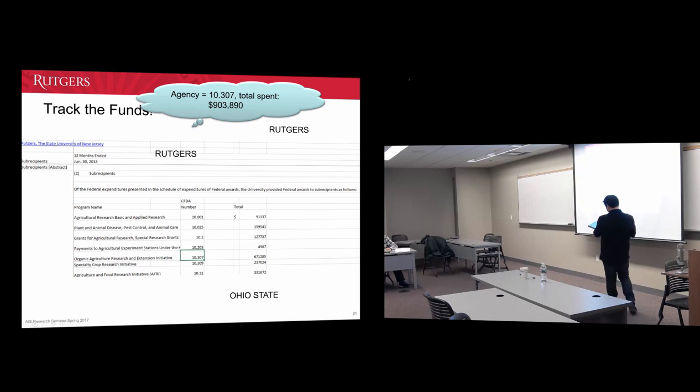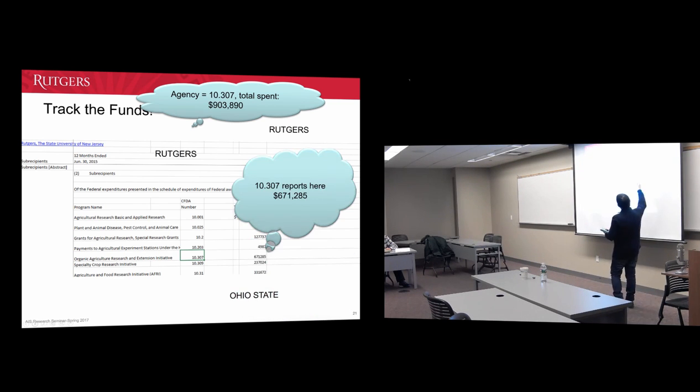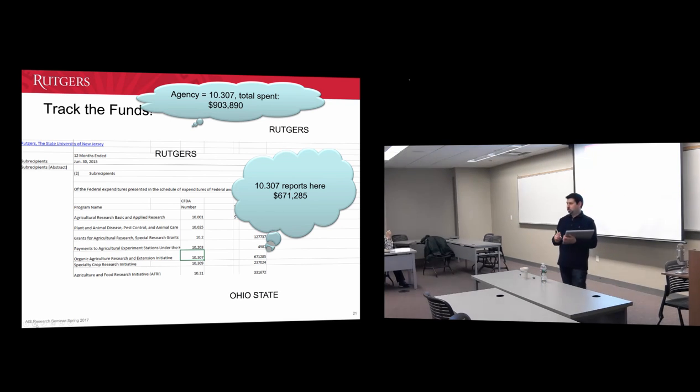So this is the file. What we try to do here is to follow a grant shared by Rutgers and Ohio State. Okay, for this one here, 10.307, that's the unique identifier, right? For this one, we looked at it. Rutgers reported it as, we combined this one and we added the amount. The total amount was equal to $903,890.